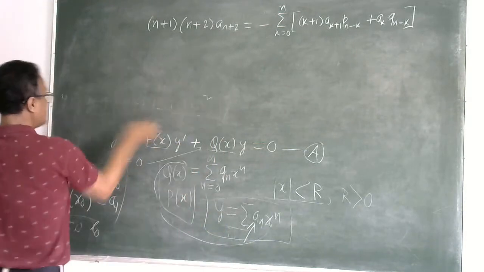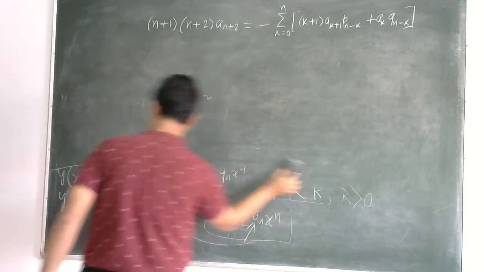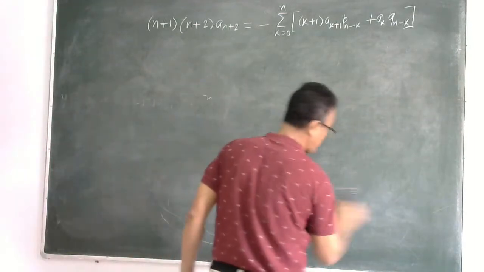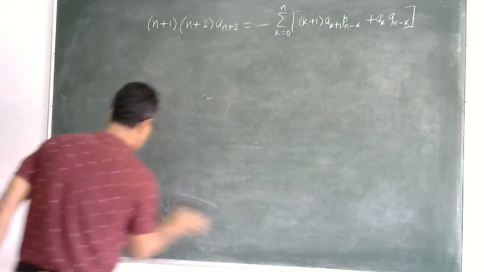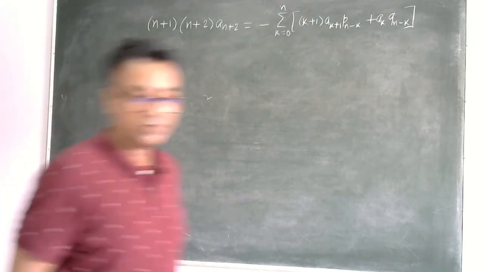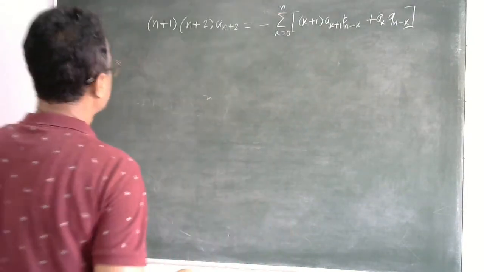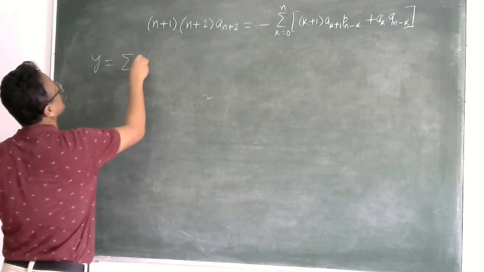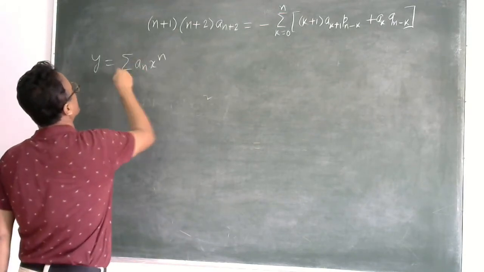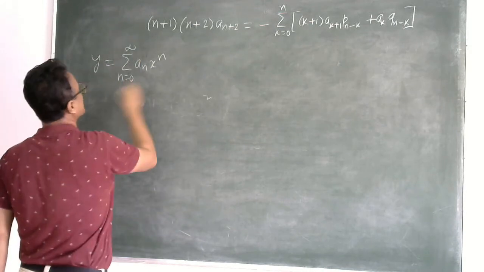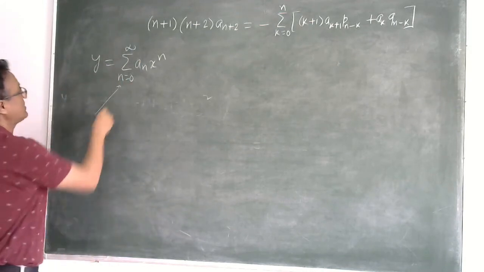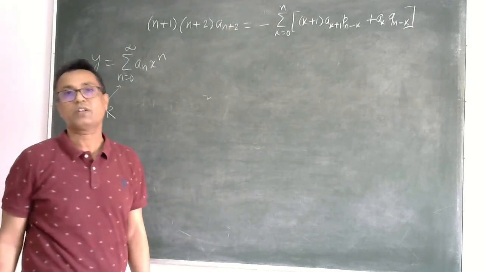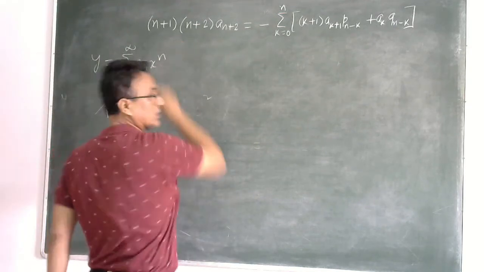So now I am moving towards the part of the proof where I am going to prove that the solution given by this power series has the same radius of convergence r as the power series for p(x) and q(x). Okay, right? I have a question.